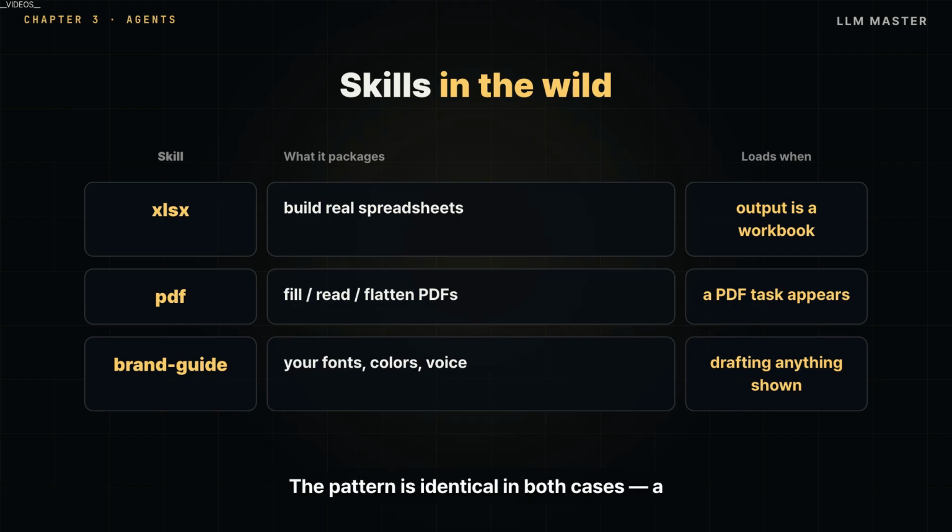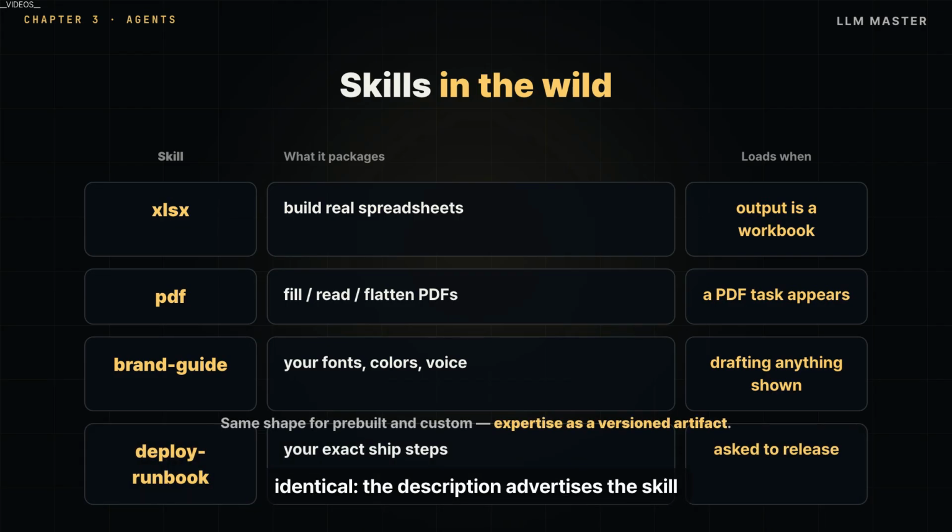The pattern is identical in both cases: a folder, a description, instructions, maybe a script, and the loading behavior is identical. The description advertises the skill, the body loads only when a task fits. The payoff is that expertise becomes a reusable, versioned artifact instead of a paragraph you paste into a prompt and hope the model remembers. Write the procedure once, and every agent inherits it.